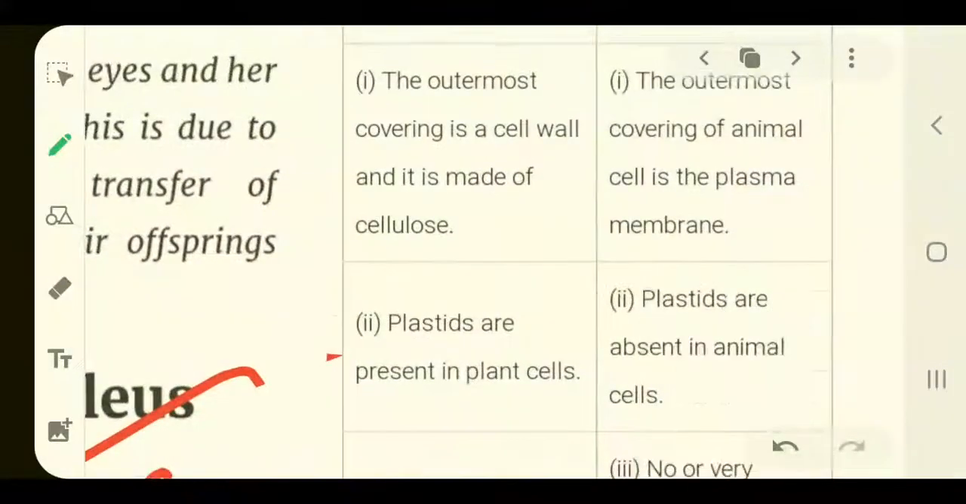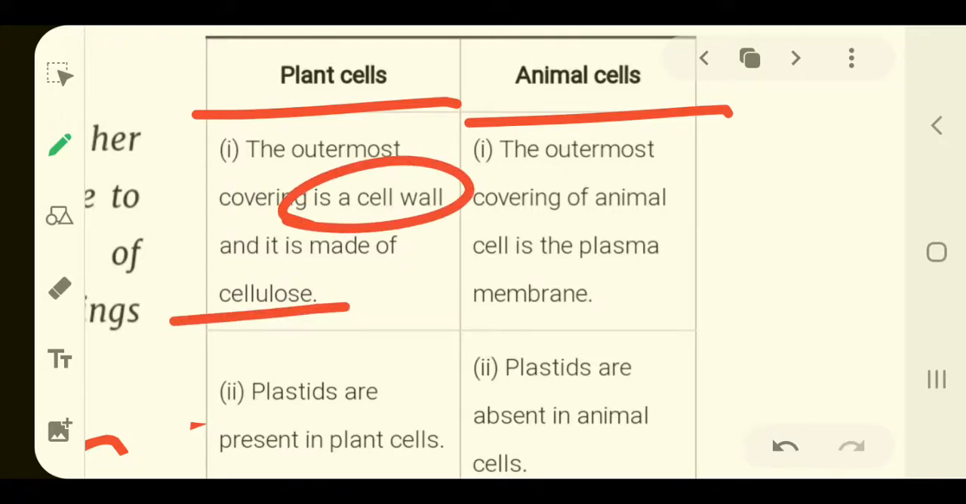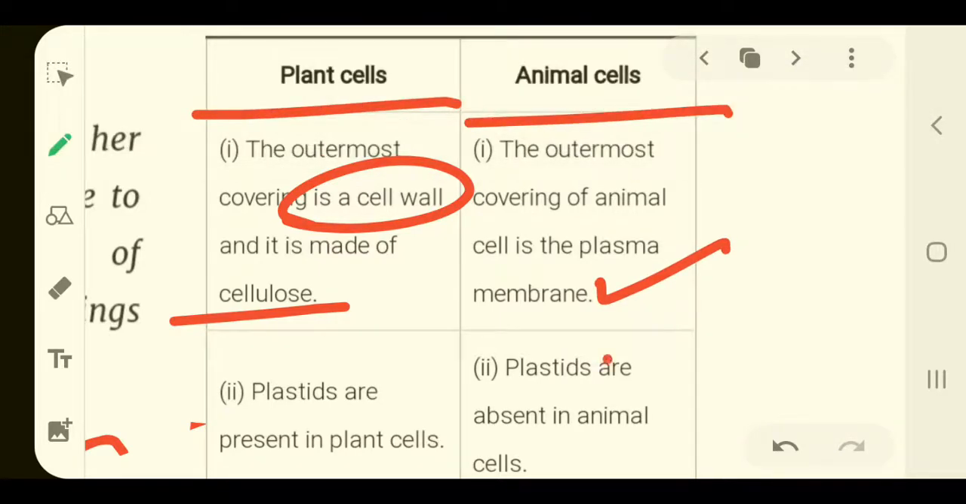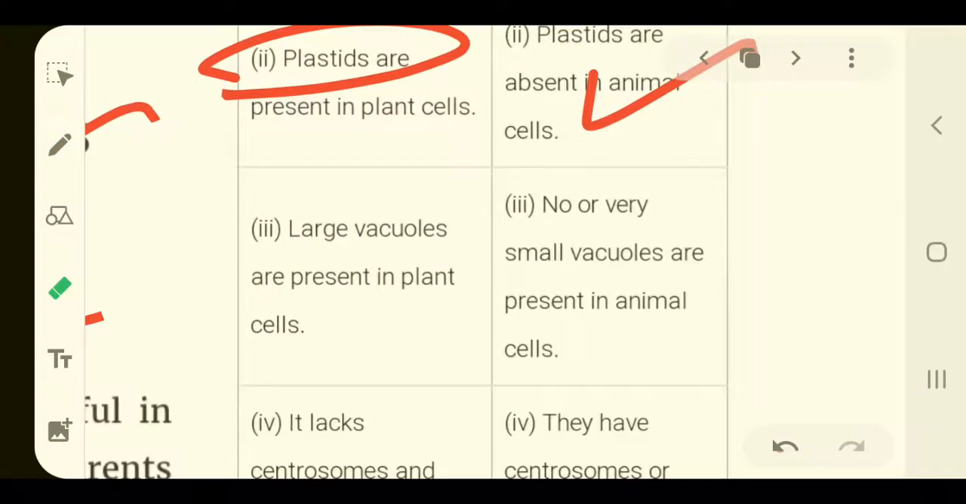Now comes the most important part as we move in the tutorial: what is the difference between plant and animal cells. I have told you plant cells have a cell wall which is made up of cellulose, while animal cells have a plasma membrane, so they won't have a cell wall. Number two, plant cells contain plastids that we have just studied about, while plastids are absent in animals. So write it down for your reference.